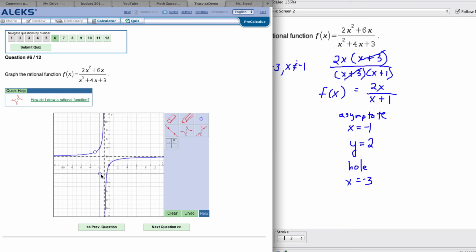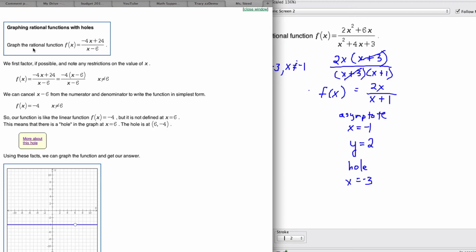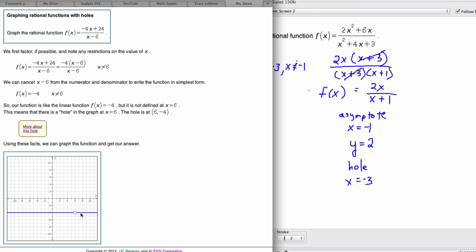Now every once in a while you might get a problem that looks like this, where you graph the rational function f of x equals negative 4x plus 24 over x minus 6. When you simplify that, you end up with f of x equals negative 4. This is just a horizontal line, and you have the hole at x equals positive 6. So you're going to graph the line y equals negative 4 and then put the hole there. If you look at the tools, you're going to see a tool that has a line, so you can just use that tool to draw this line and then put the hole there.